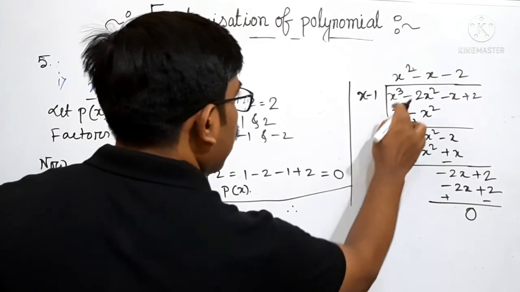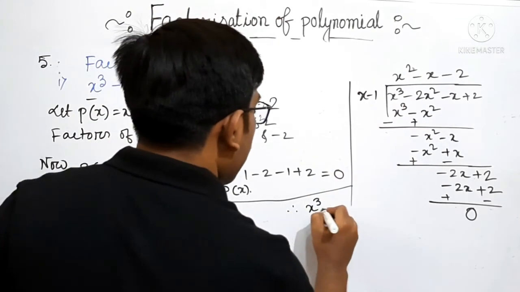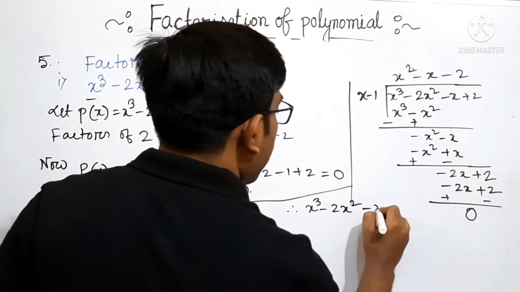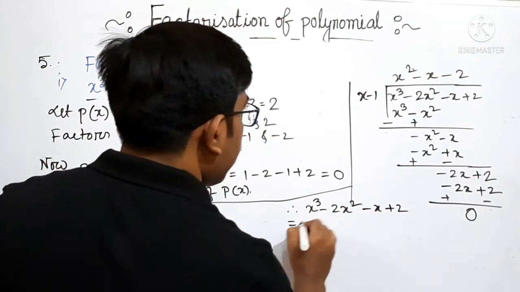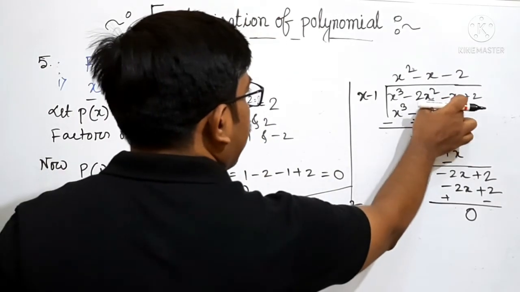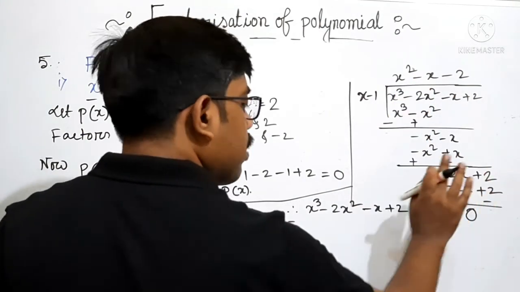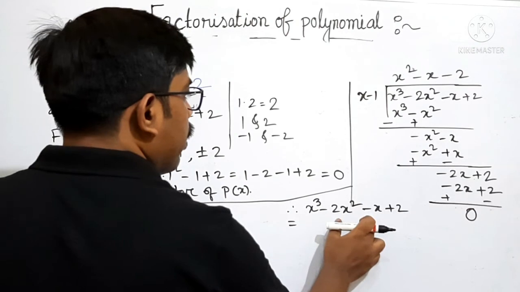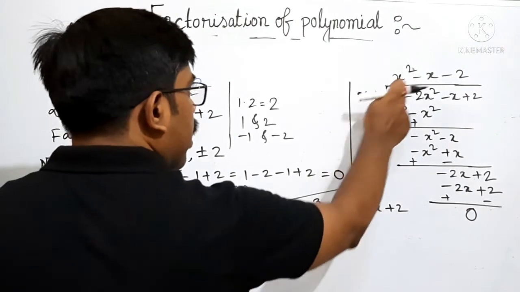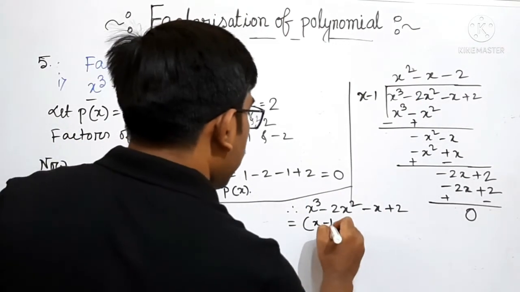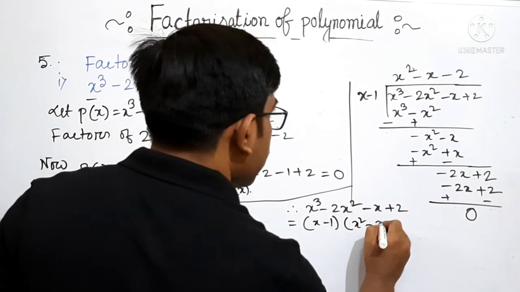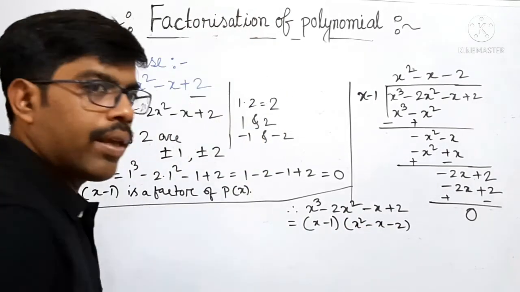Therefore, x cube minus 2x square minus x plus 2 is the dividend. Dividend is equal to divisor into quotient plus remainder. Here the remainder is equal to 0. Therefore, the dividend will be divisor into quotient: x minus 1 into x square minus x minus 2.